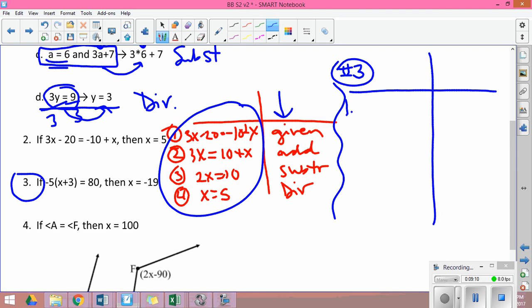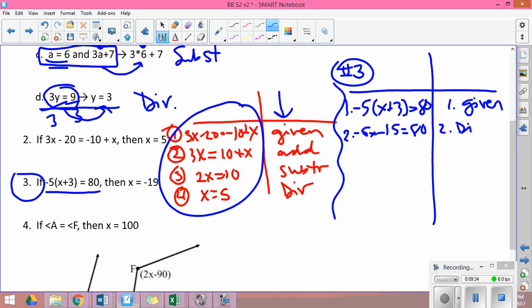Step 1, we write down the if part, our given. Negative 5 times x plus 3 equals 80. And that's given. Couple different ways. You could divide by negative 5, or you could do the distributive property. I'm going to do the distributive property. Negative 5x minus 15 equals 80. And that's distributive.